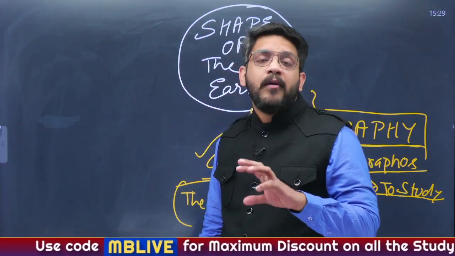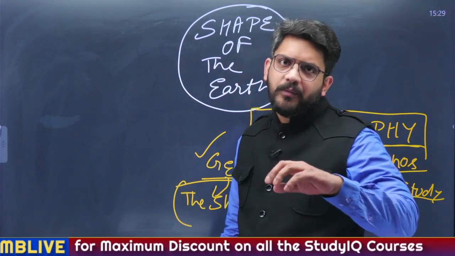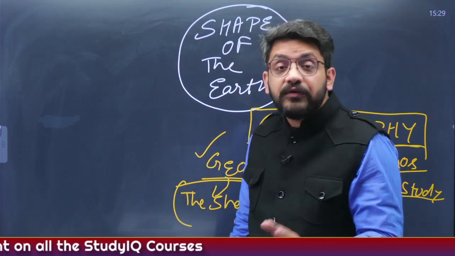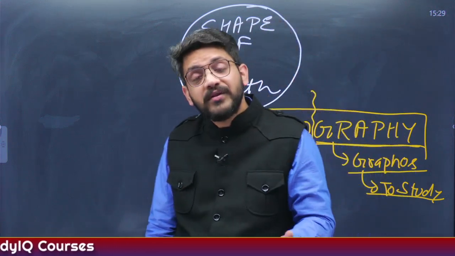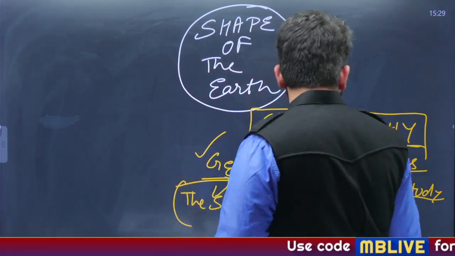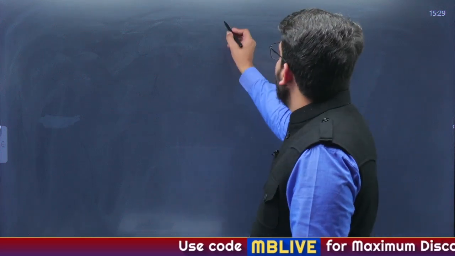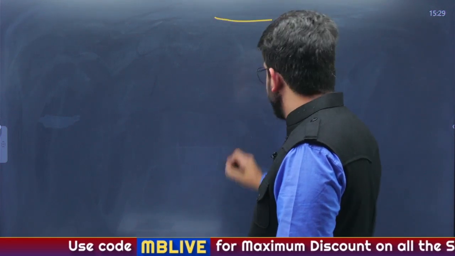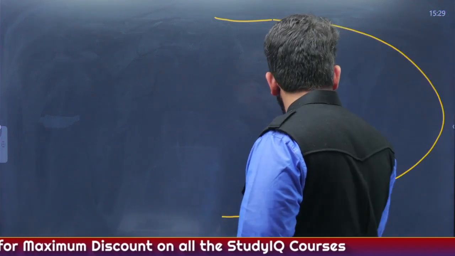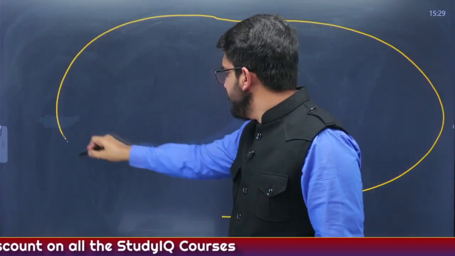Now, what is the shape of Earth? We know it is shaped like a circle, we know shaped like a sphere, we know shaped like a hemisphere. Now, what is this geoid-like shape, or what is this Earth-like shape? The shape of Earth is something like that.